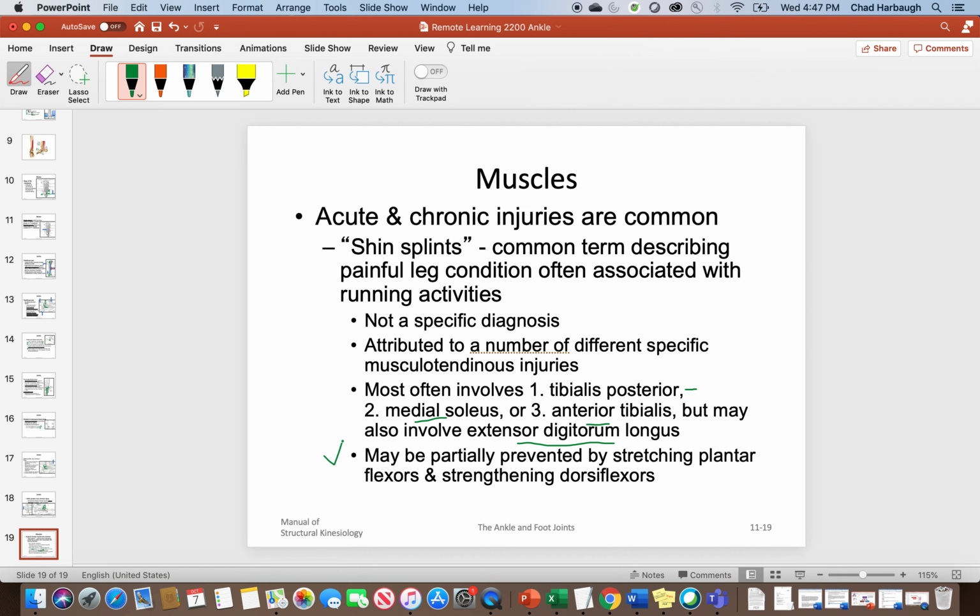But we also know that if we are stretching the posterior compartment, like the soleus, the gastrocnemius, working on our Achilles tendon, tibialis posterior, any myofascial work in the posterior compartment, and then on the anterior compartment, if we're strengthening the dorsiflexors like the anterior tibialis, this imbalance can be corrected to take out the acute and possibly the chronic side effects behind shin splints.